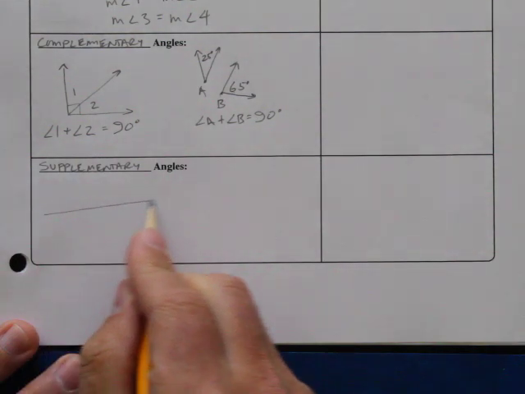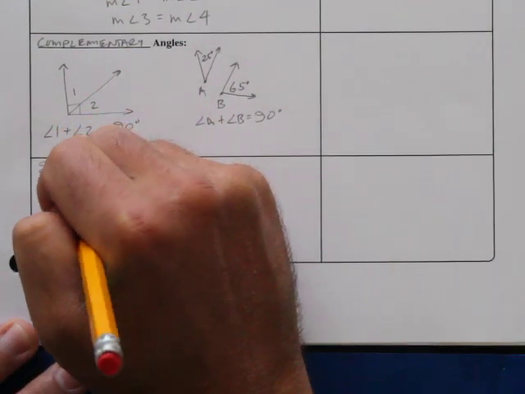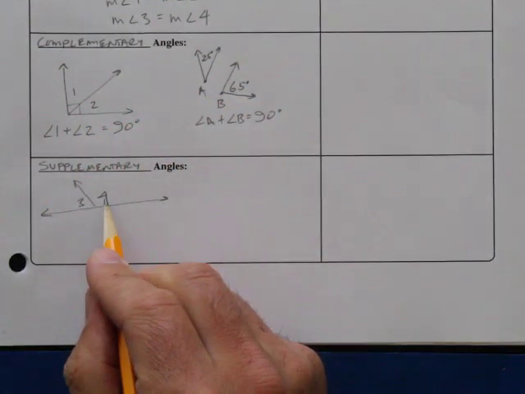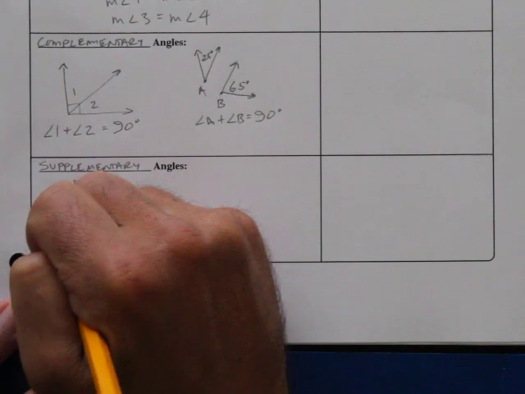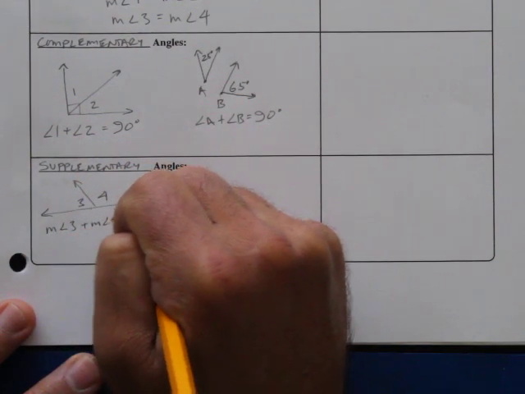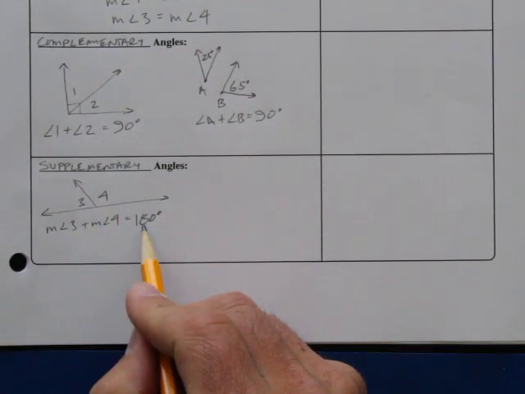Supplementary angles. I'm going to draw a line like this, and a ray that comes out there, and I've got angle 3 and angle 4 here. If I add angle 3 and angle 4 together, measure of angle 3 plus measure of angle 4, I get 180 degrees. When I add these two together, they are 180 degrees.